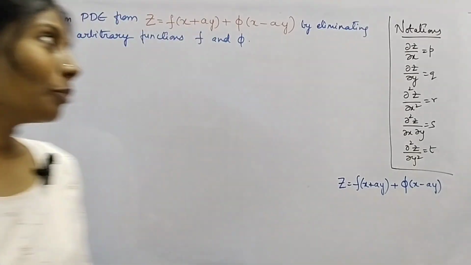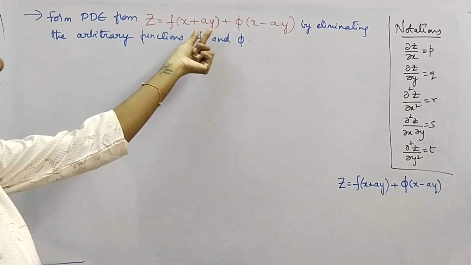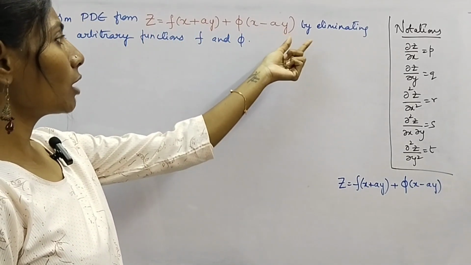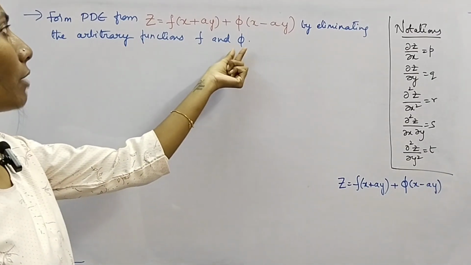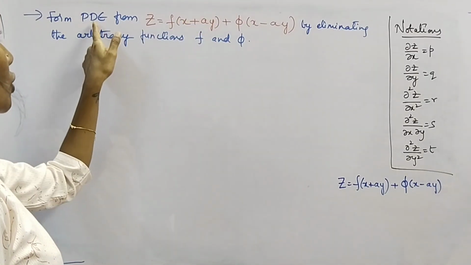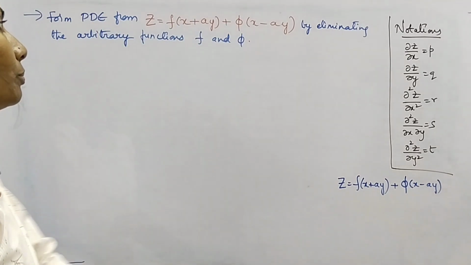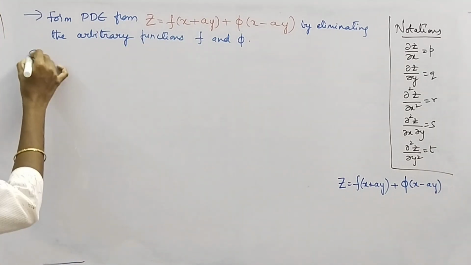So let's get going. Problem: form partial differential equation from z equal to f of x plus ay plus phi of x minus ay by eliminating the arbitrary functions f and phi. So here we are given a relation. We are asked to form a partial differential equation by eliminating the arbitrary functions f and phi. Right? Let's see.